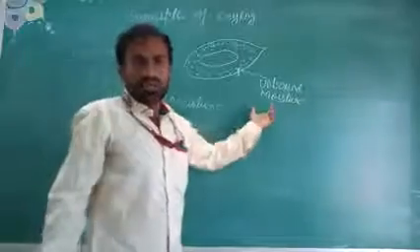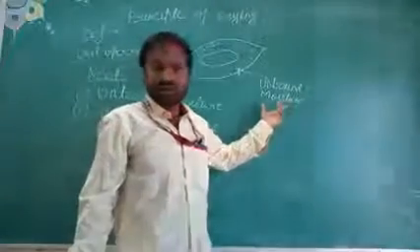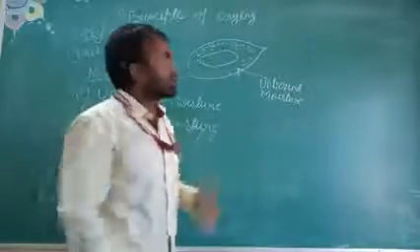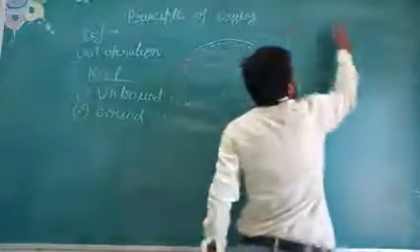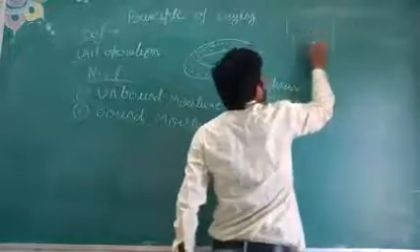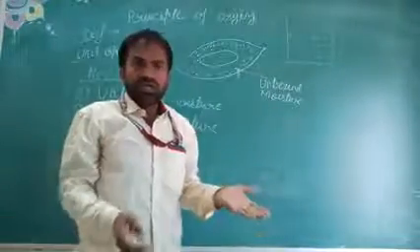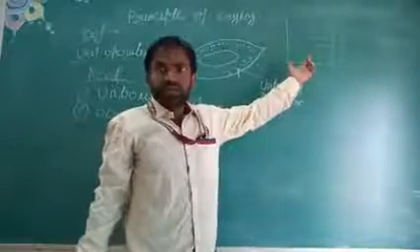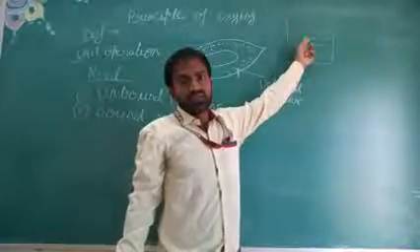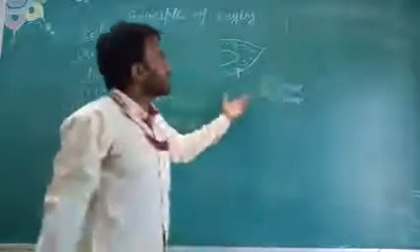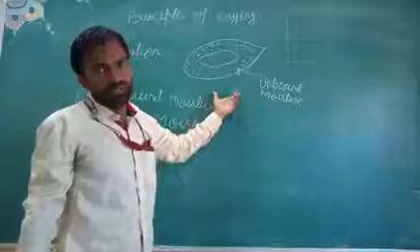Unbound moisture acts like a free water surface. When we put water in an open pan, the water acts as free water. So the unbound moisture acts as a free water surface, like when we put water in an open pan. That is called free water surface, and that is called unbound moisture. The same phenomenon works here.